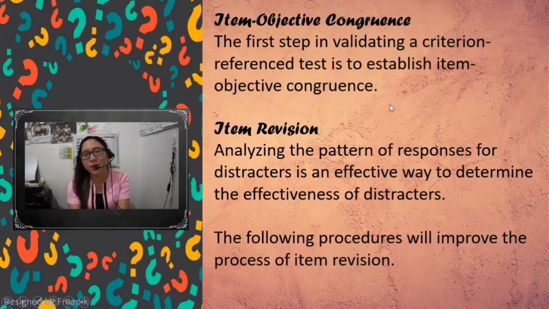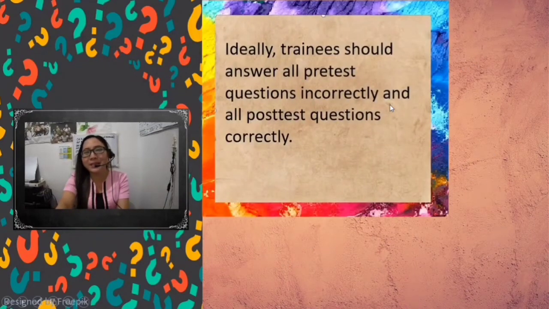The following procedure will improve the process of item revision. The first one is, ideally, trainees should answer all pre-test questions incorrectly and all post-test questions correctly. So why do we think that the trainee should answer all pre-test questions incorrectly? They should answer the pre-test incorrectly because when we are taking a pre-test exam, we have no knowledge, we know nothing about the topics, the ideas, or the content of the test.